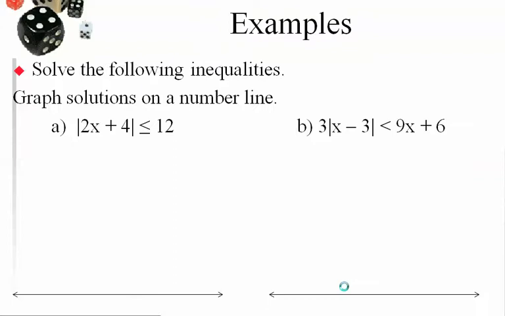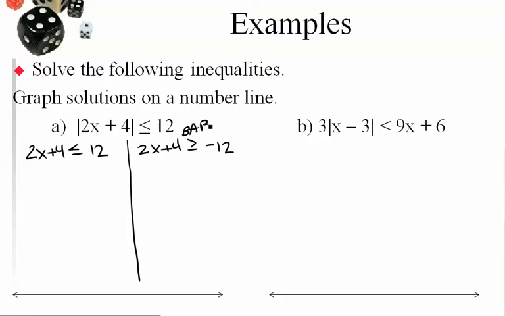So for the first examples, we have absolute value of 2x plus 4 is less than or equal to 12, and then 3 times the absolute value of x minus 3 is less than 9x plus 6. For the first one, we get to go directly into those two equations because we are working with absolute value. So it's going to be 2x plus 4 is less than or equal to 12, and then 2x plus 4 is greater than or equal to negative 12. I'm negating the right-hand side, so you need to flip that inequality.